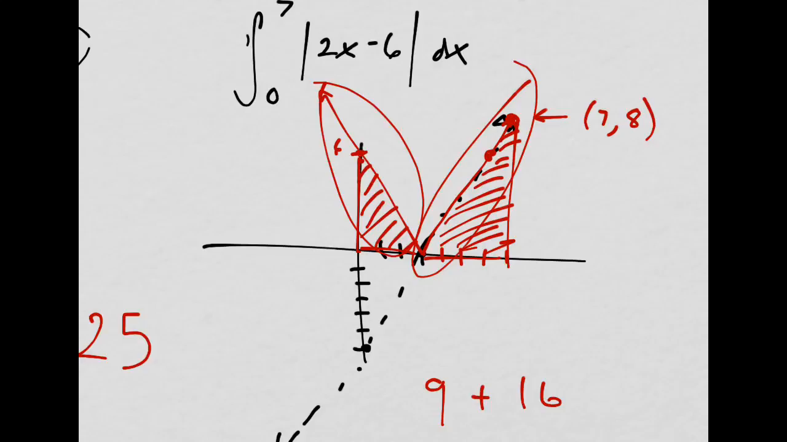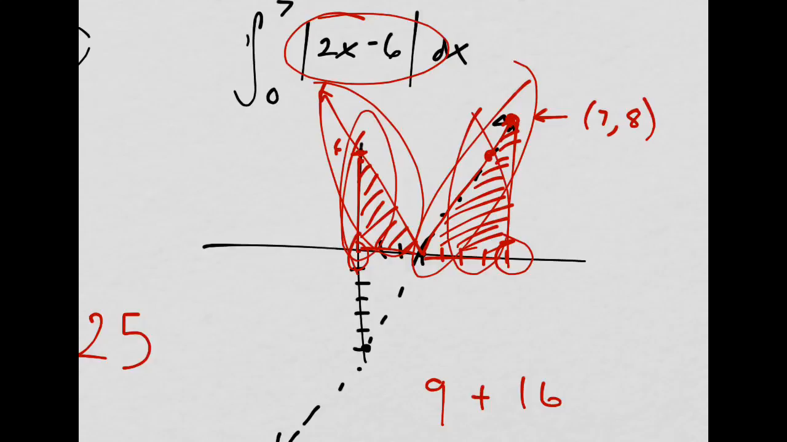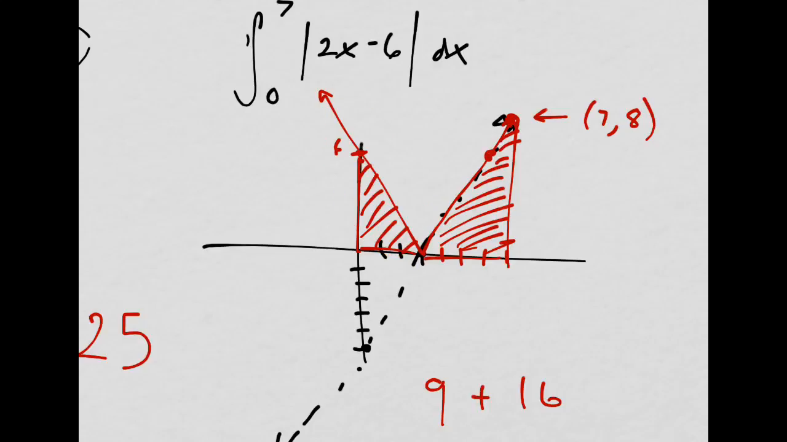So here I can't just take the antiderivative of this, because the antiderivative of that from 0 to 7 is different in two different spots. So I'm going to have two different antiderivatives. How do I know that? Because I'm a math teacher.